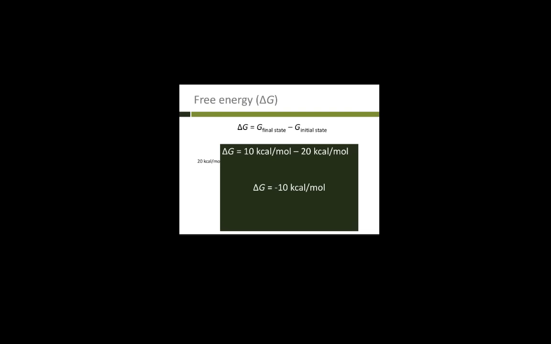Final state is 10 kilocalories per mole. Initial state was 20 kilocalories per mole. If you do the math, you can see that in this scenario, delta G is negative.